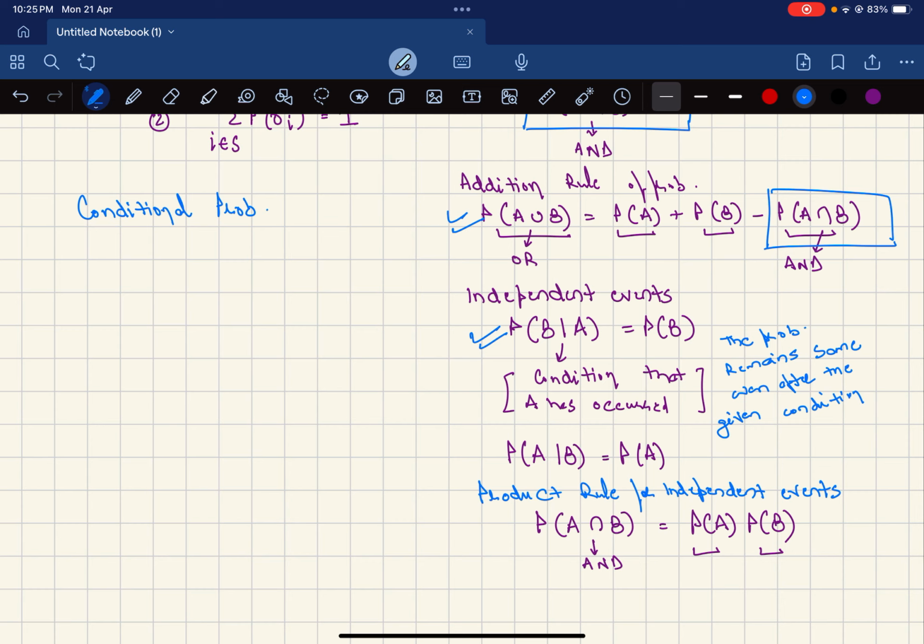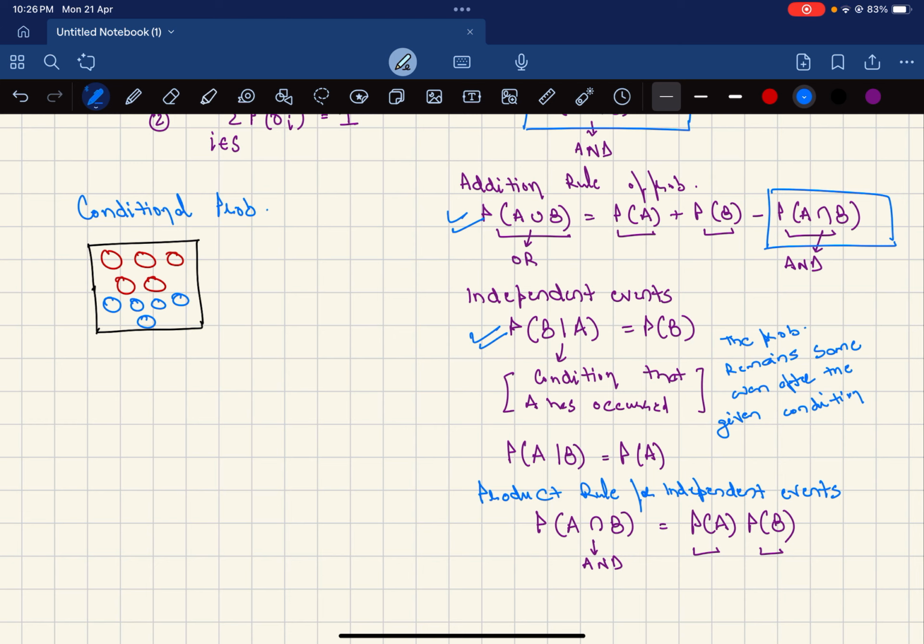Now we might not have independent events, and we can have a given condition, and we should be able to calculate the probability of any event based on a given condition. So we'll be doing that using a particular example in this case. Let us say we are looking at a particular bucket here where we have a lot of balls. Let us say we have 5 red balls and 5 blue balls.